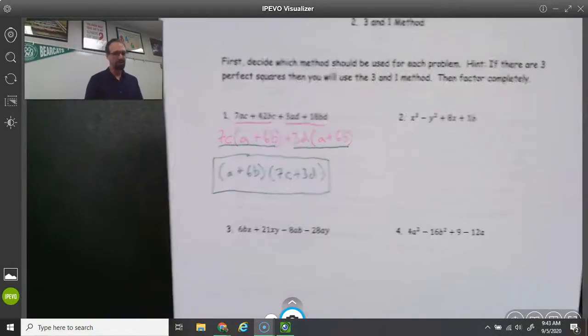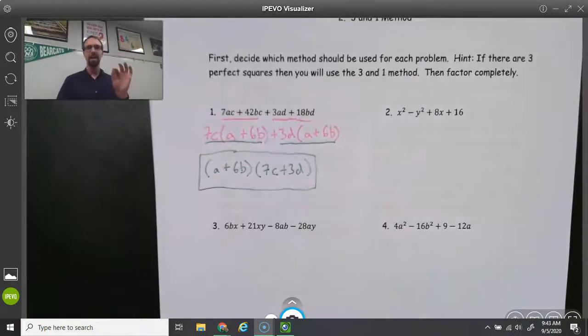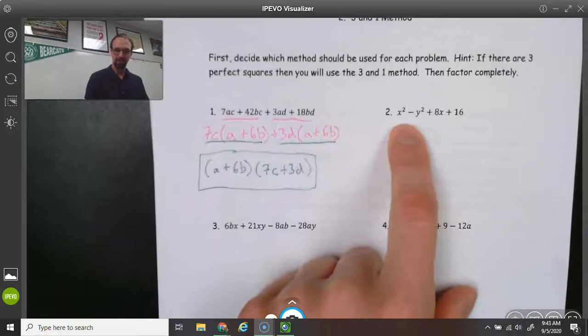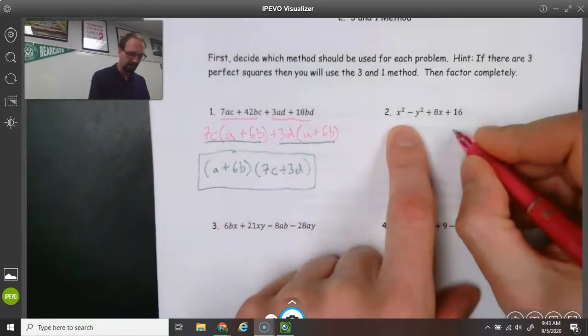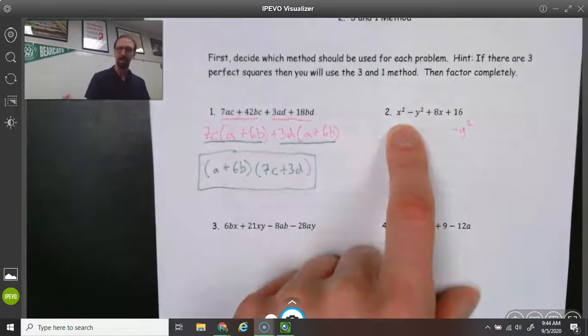That's number one. Number two, looking at this, I automatically see perfect squares. So your mind should go into the 3 and 1 method. I do see that it's not really grouped well. So when you see the 3 and 1 method, after you see the perfect squares, look next for a negative sign, minus sign. That's going to tell us what needs to go in the last term spot. So I see that I've got a minus y squared. So if I just rearrange these, I know the minus y squared is going to be in the last term.